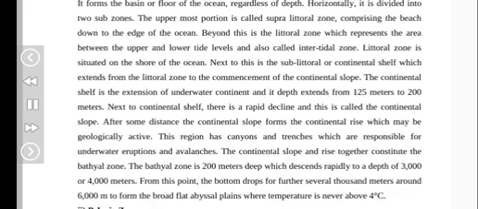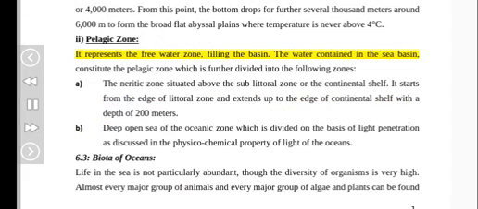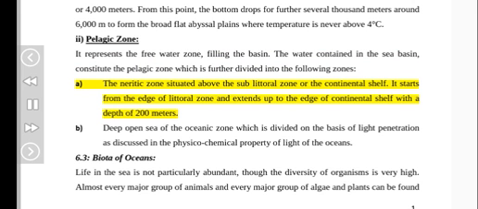II. Pelagic zone. It represents the free water zone, filling the basin. The water contained in the sea basin constitutes the pelagic zone, which is further divided into the following zones: A. The neritic zone, situated above the sublittoral zone or the continental shelf. It starts from the edge of the littoral zone and extends up to the edge of the continental shelf with a depth of 200 meters. B. The deep open sea of the oceanic zone, which is divided on the basis of light penetration, is discussed in the physico-chemical property of light of the oceans.